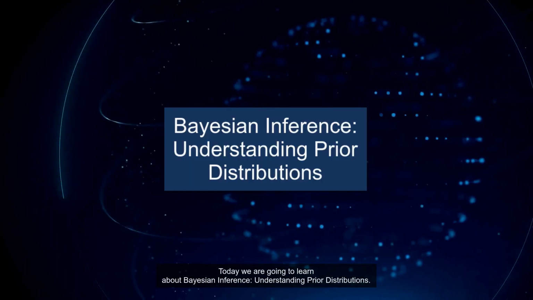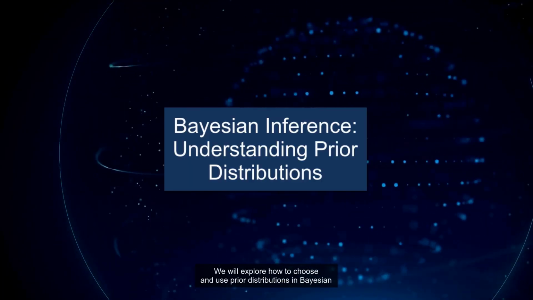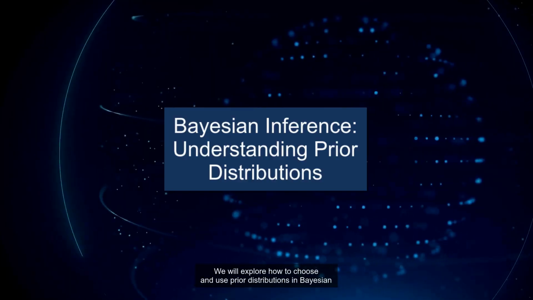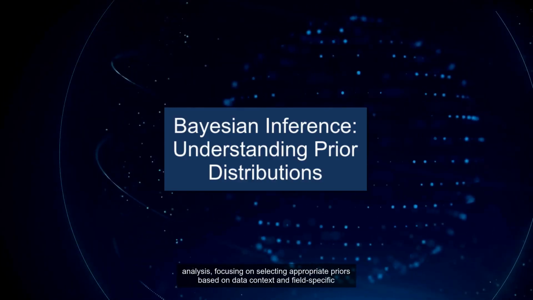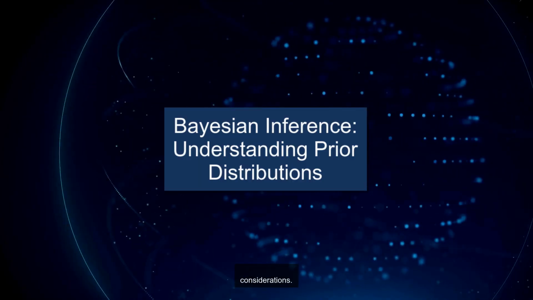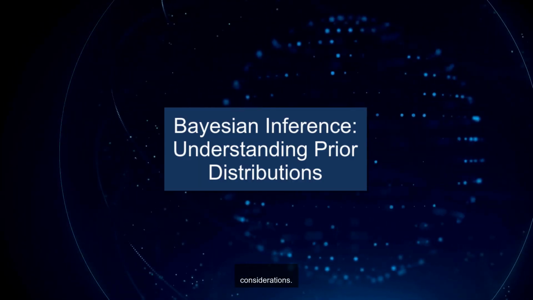Today we are going to learn about Bayesian inference, understanding prior distributions. We will explore how to choose and use prior distributions in Bayesian analysis, focusing on selecting appropriate priors based on data context and field-specific considerations.